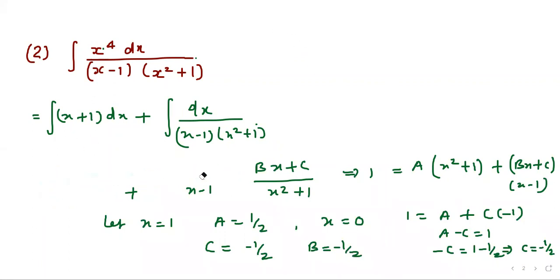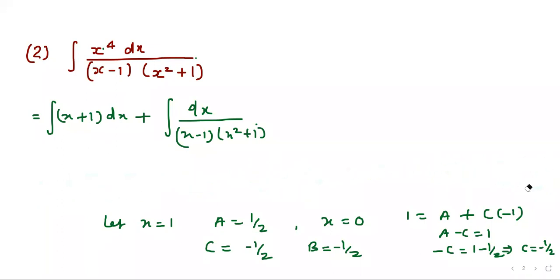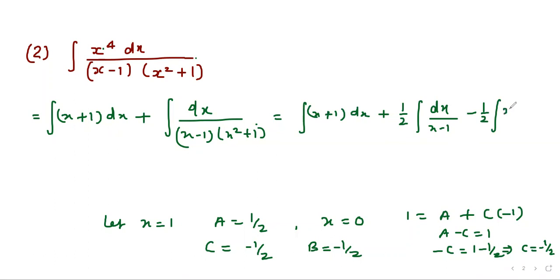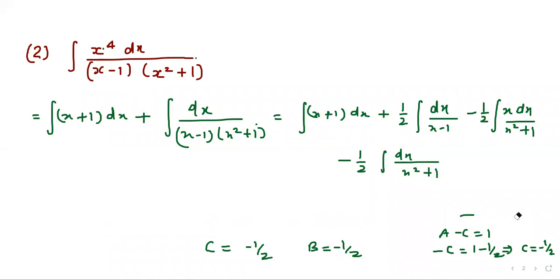So our question will become integration of (x + 1) dx plus value of A, that is 1/2 integration dx upon x − 1, plus value of B, that is minus half, x dx divided by x^2 + 1, plus value of C, that's minus half integration dx upon x^2 + 1. Now we can easily integrate.